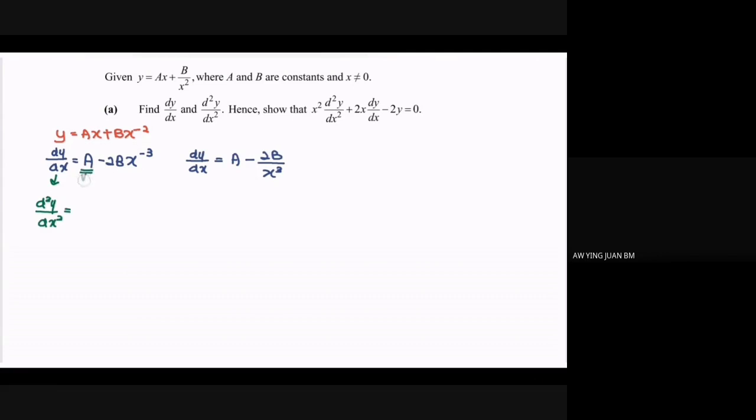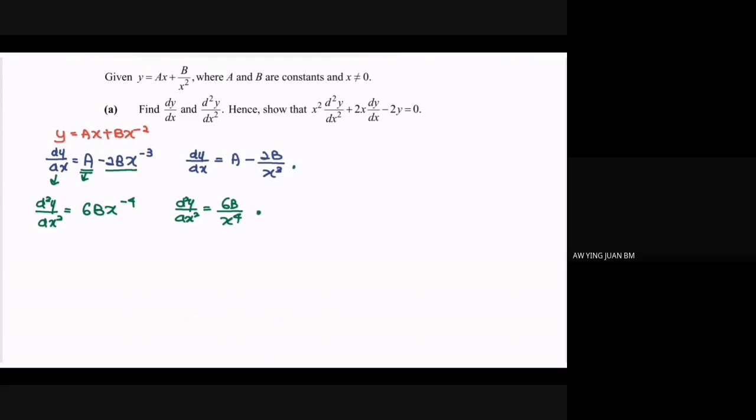Differentiate a, where a is a constant, so we will get 0. Differentiate negative 2b x to the power negative 3 and we will have 6b x to the power negative 4. Rewrite the situation. So we will have second derivative equals to 6b over x to the power of 4. So here we have the first derivative and we have the second derivative.